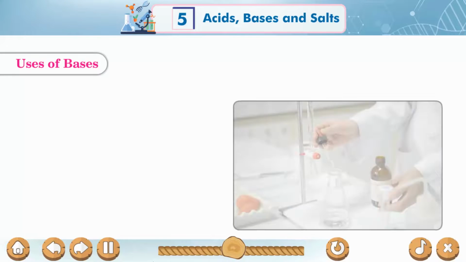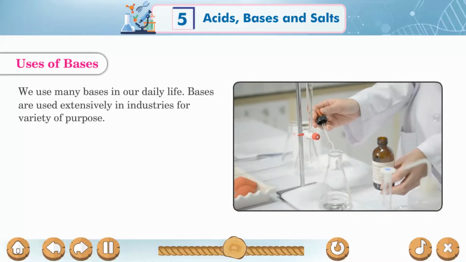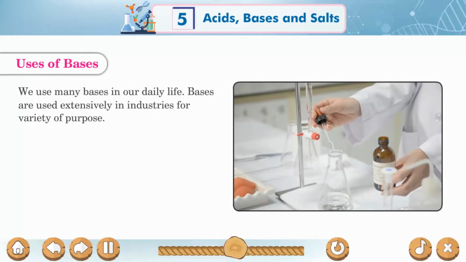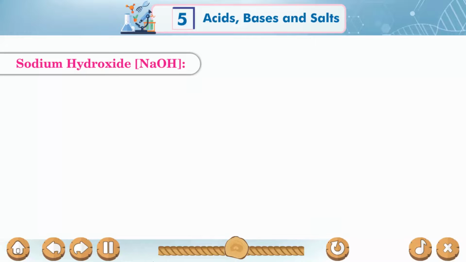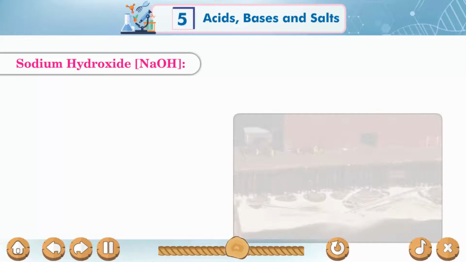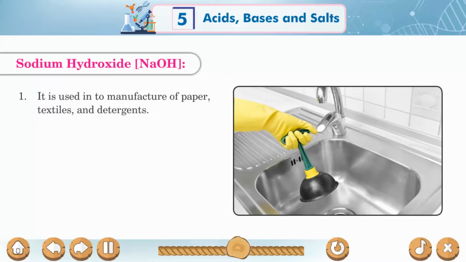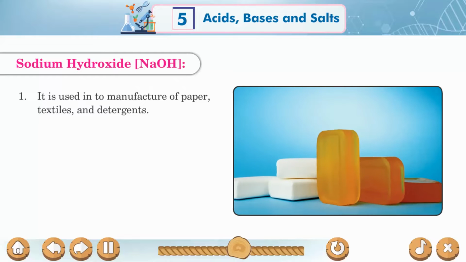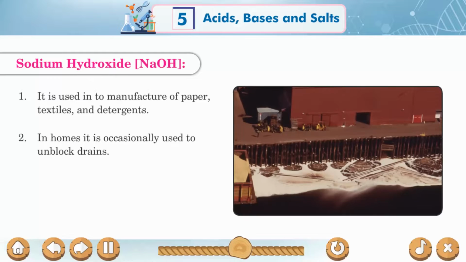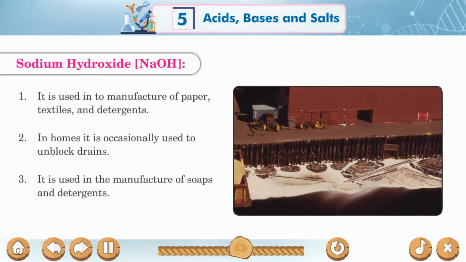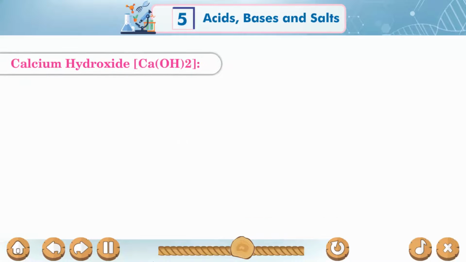Uses of bases. We use many bases in our daily life. Bases are used extensively in industries for a variety of purposes. Sodium hydroxide, NaOH. 1. It is used in the manufacture of paper, textiles and detergents. 2. In homes, it is occasionally used to unblock drains. 3. It is used in the manufacture of soaps and detergents.